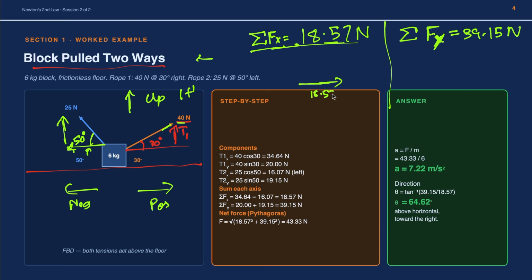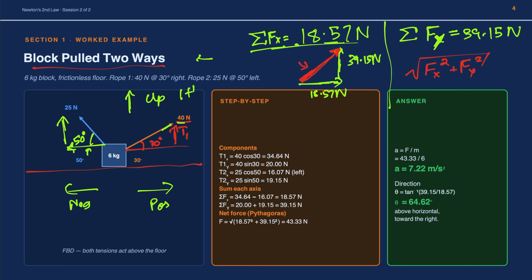18.57 newtons, and we have 39.15 newtons. So obviously, very not to scale, right? The scale is just, don't mind it. Then the magnitude of this vector here, the total or final vector, is going to be the square root of the x vector, net force x, squared, plus net force y squared.